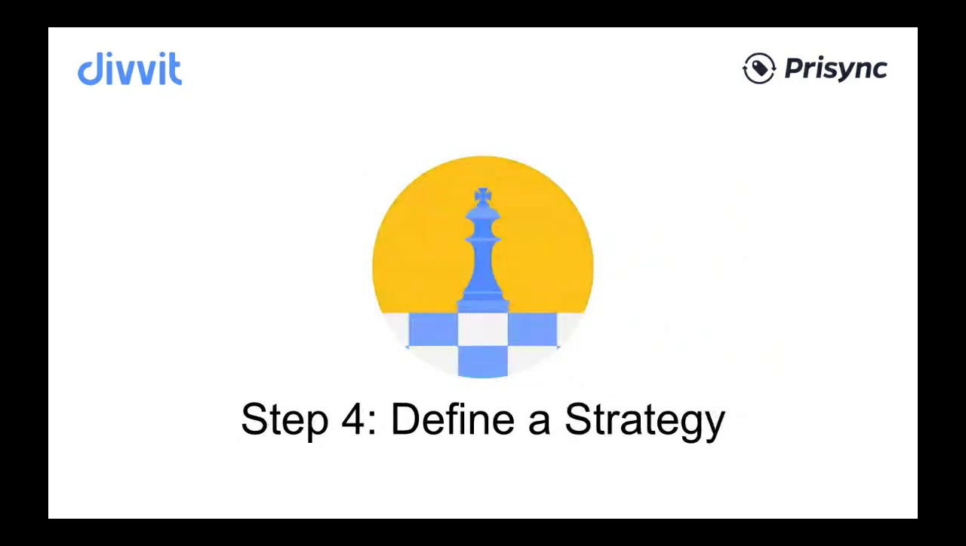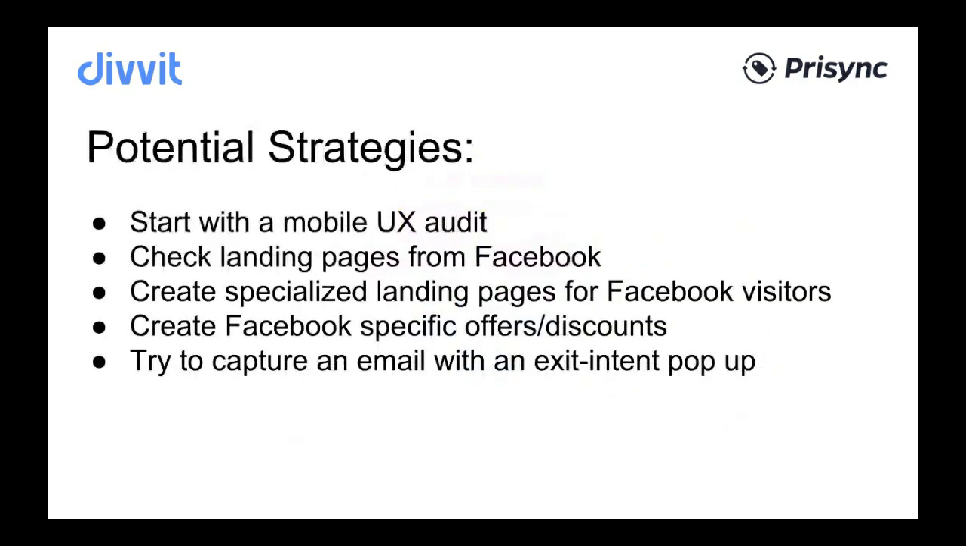And finally, we're going to be defining this strategy. For Facebook, there's tons of things that we can do. We know that the users are coming in via mobile, so we want to start with a mobile UX audit. Take the least tech-savvy person you know and have them complete a purchase on mobile. Have them narrate everything that they're doing as they're doing it. This is going to give you a window into how your customer is experiencing your site.